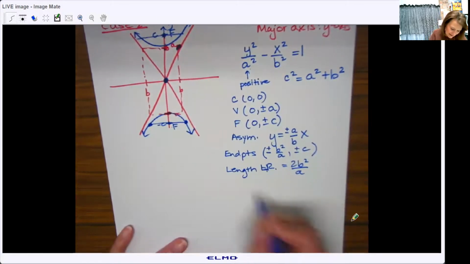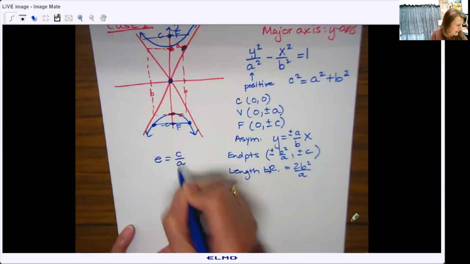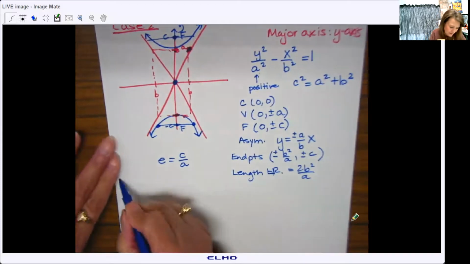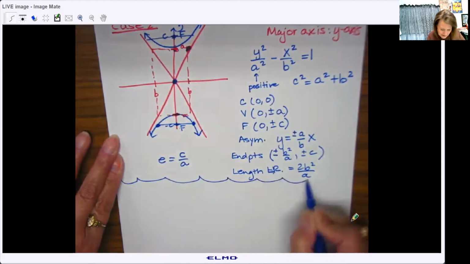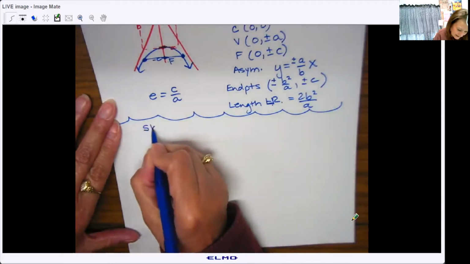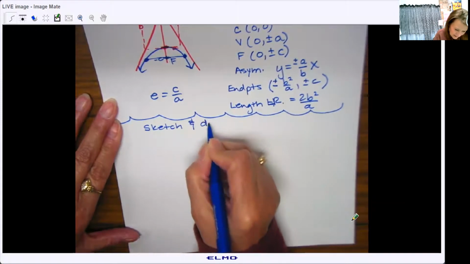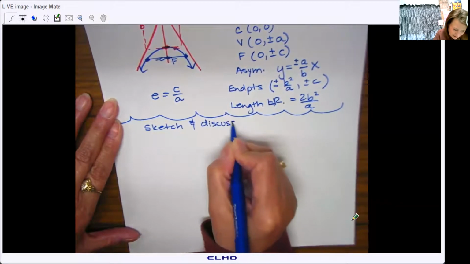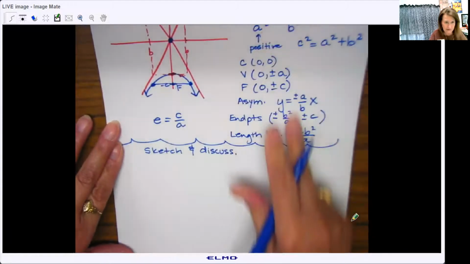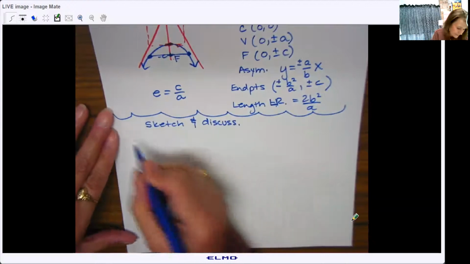Let's see, last thing is eccentricity. Eccentricity is still the ratio of C over A, and it's still greater than 1. Okay, I think it's time to do an example. Let's try an example. The directions are going to say sketch and discuss. And everything that I wrote down, all the attributes that I wrote down about these, you should find for each of the hyperbolas. First problem.